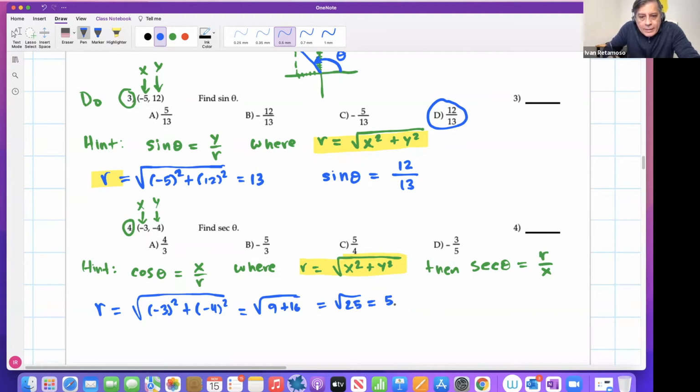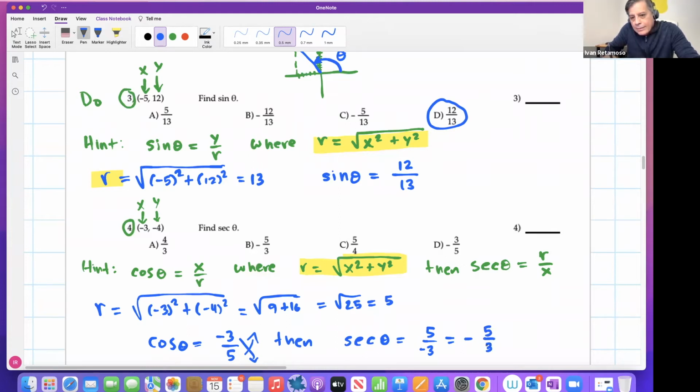R is 5. Now, we know that cosine of theta is x over r. X is -3, r is 5. So this is cosine. Then secant is just the reciprocal of cosine, so it will be 5 over -3. Now, this type of negative fractions, mathematicians write them like this. They place the negative sign in the middle: -5/3. Very good, guys, for this one. Follow?